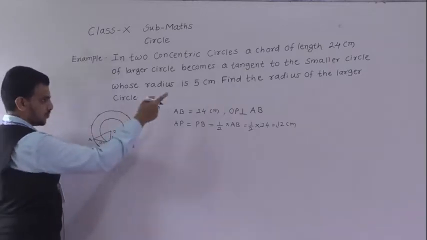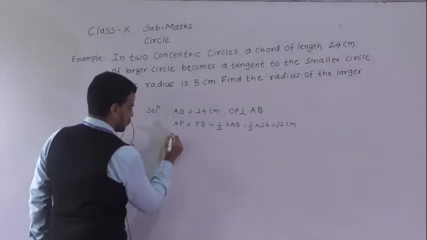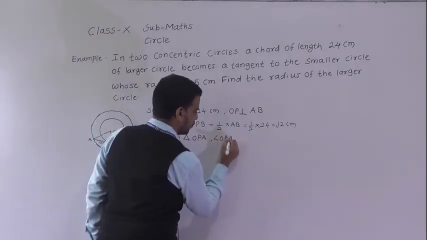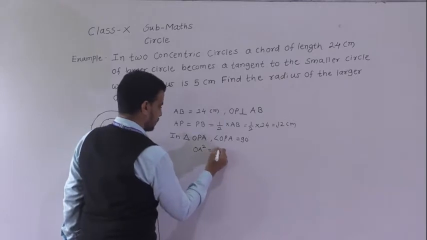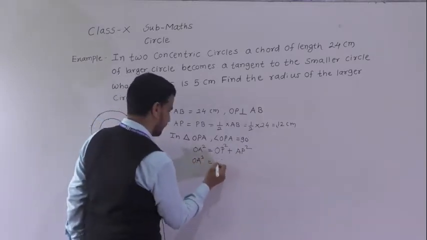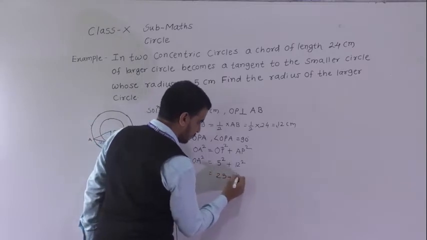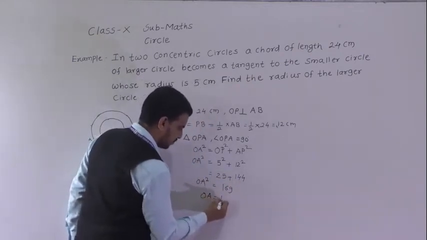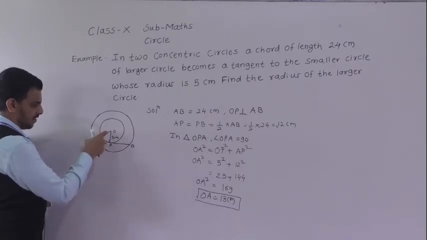Now we have to find the radius of the larger circle. If we use the Pythagoras theorem in triangle OPA, we will get the length of OA. In triangle OPA, angle OPA is equal to 90 degrees. So OA square is equal to OP square plus AP square. OP is 5 cm, so 5 square plus AP 12 square. 5 square is 25, 12 square is 144, so this is 169. So OA square is equal to 169, therefore OA is equal to 13 cm, that is the radius of the larger circle.